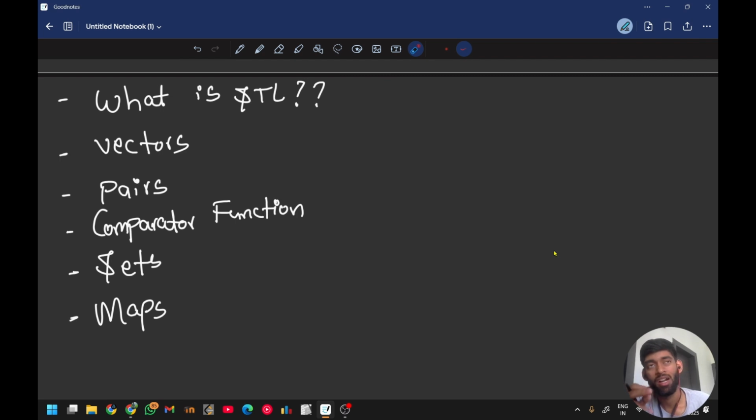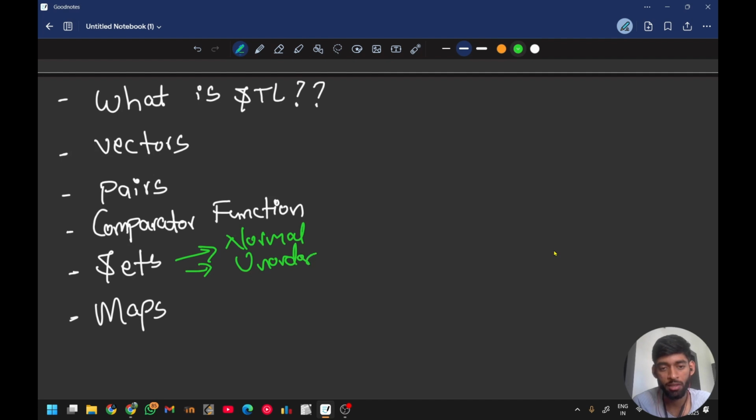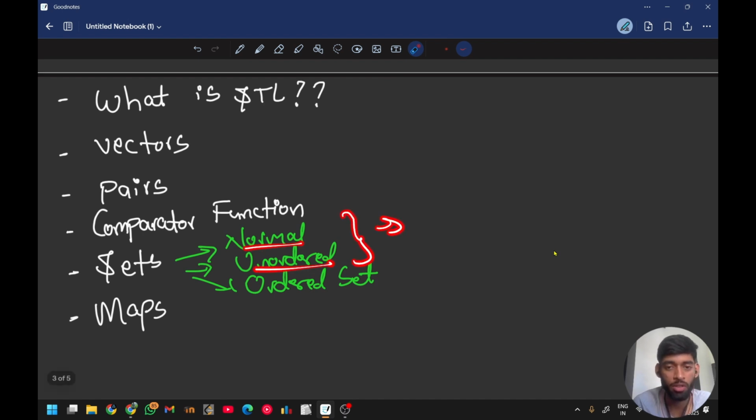The next and, I would say, most important topic we learned was about set. Not only set, we also covered three types of set. One is the normal set, the next one was unordered set, and the third one was ordered set. For the first two types, normal and unordered set, we also solved dedicated problems.